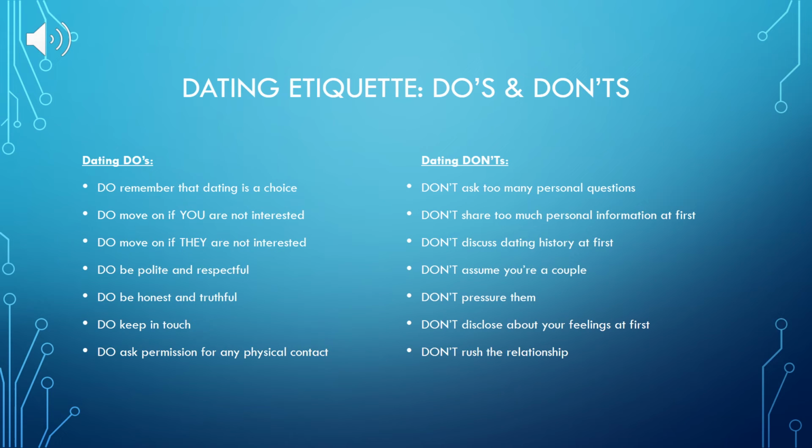We would encourage that they not ask too many personal questions on a first date, not share too much personal information at first, and avoid discussing any dating history. Don't assume that you're a couple. Don't put pressure on them. Do not disclose your feelings at first, and do not rush into relationships. Again, you may be thinking that these are common understandings. However, those with ASD may struggle with the understanding and implementation of these concepts.